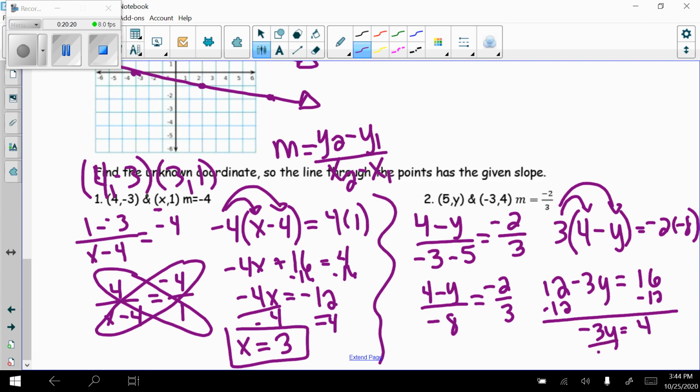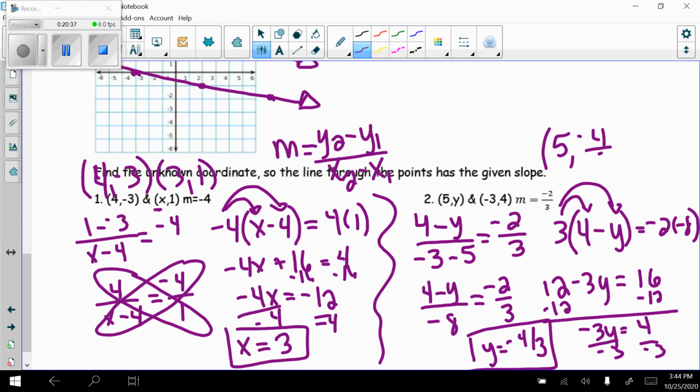I need to get rid of the negative 3, so divide by negative 3. And I find that y is negative 4 thirds. I can't simplify or reduce that any, so that's my answer. So again, going back, the points would have been 5 comma negative 4 thirds and negative 3 comma 4. Those 2 points together would give me a slope of negative 2 thirds. All right, let's look at our last page of notes now.